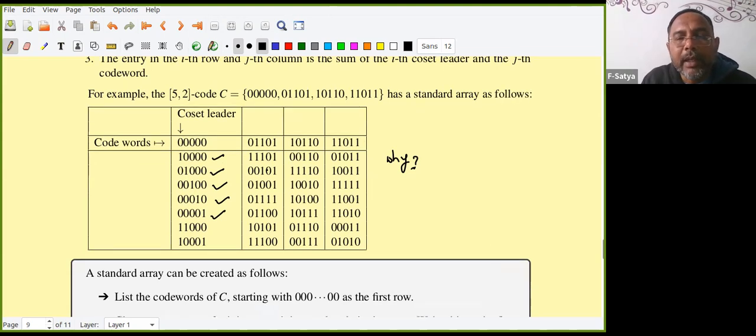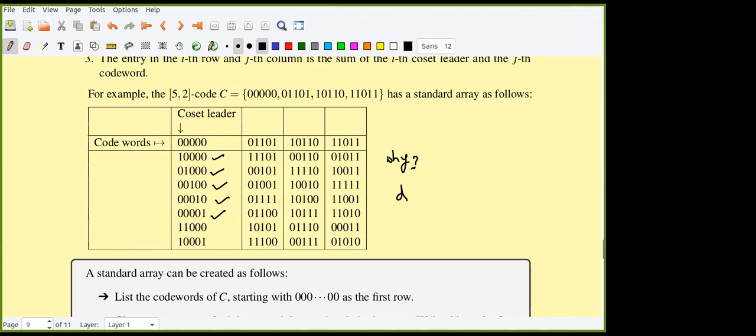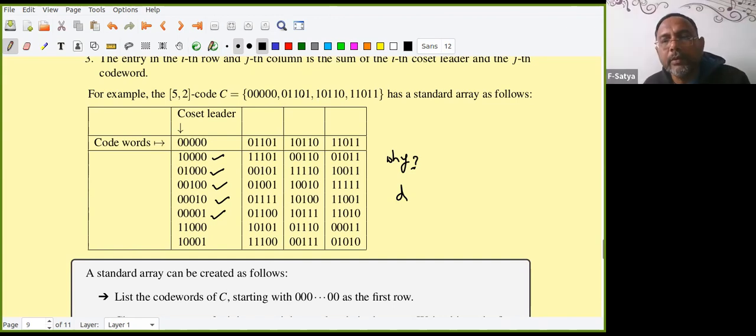Now, somebody can help me: why are the weight one vectors coming? For that, I'll give you some hint, so that all of you can think. What is the distance of the code? Two. Why is the distance of the code 2? No, it is wrong. Okay, anyhow.